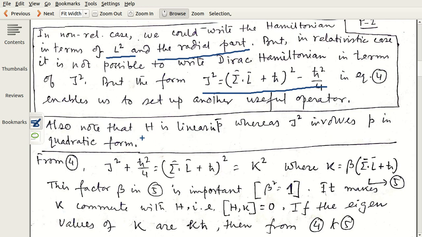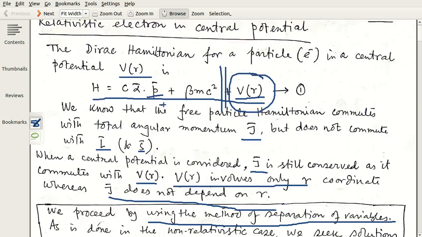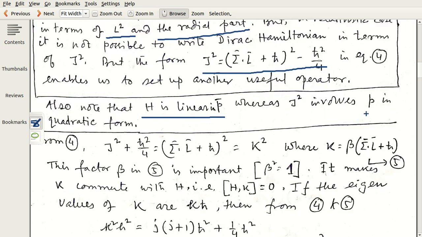And in L square, P comes in quadratic form. L square means P, L equal to R cross P, so P comes in a quadratic form. Whereas in the relativistic case, H is linear in P. We see the first equation, alpha dot P, that means H is linear in P, but in J square, P comes in quadratic form. So there is a mismatch, and we cannot write the relativistic Hamiltonian using the expanded form of J square.